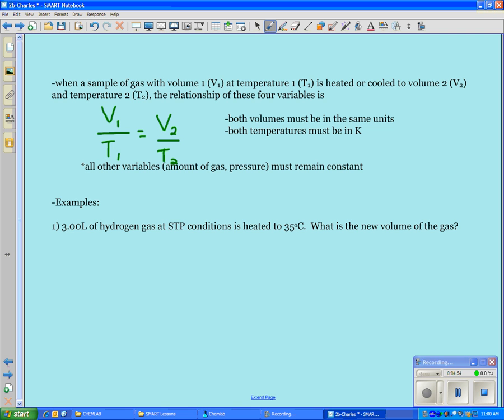And once we combine this together with Boyle's law in the next lesson, it's going to make sense why we have the volume on top.